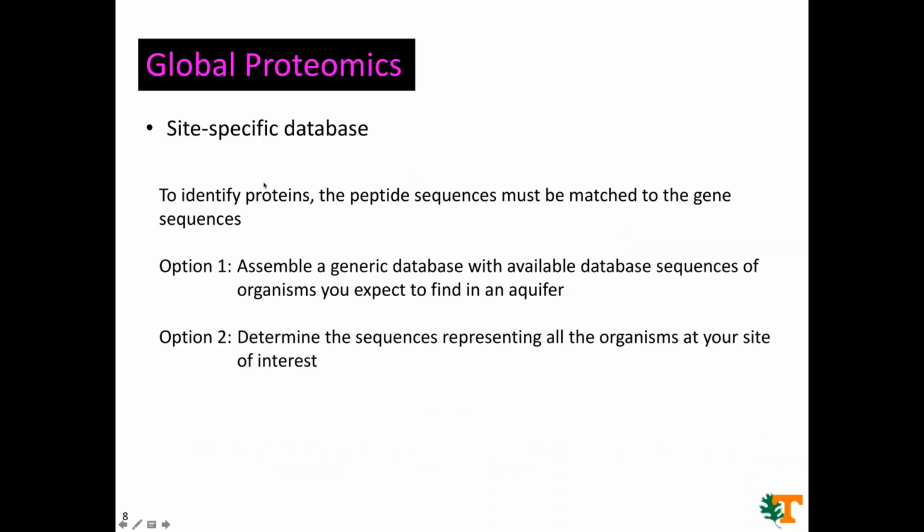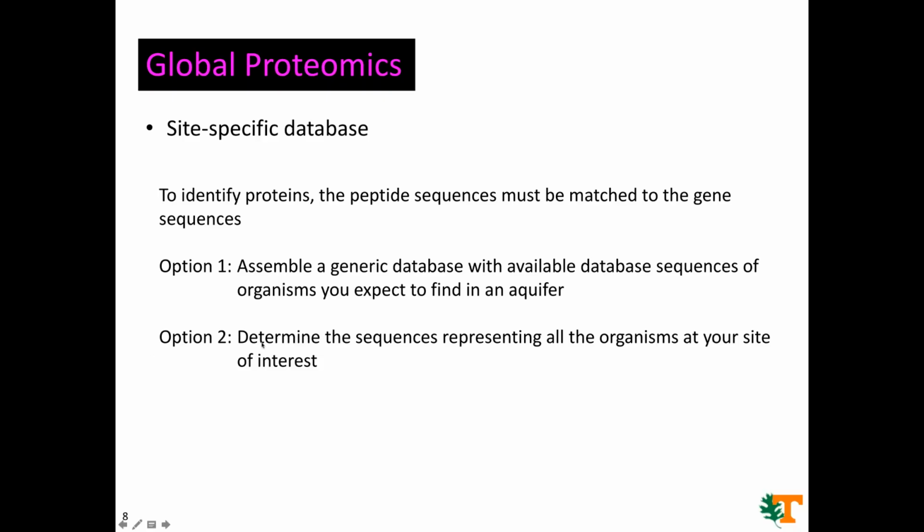For the global proteomics approach, in order to identify the proteins, all the peptide sequences must be matched to the gene sequences. So how do you get all the gene sequences in your sample? There are two options. So people try to assemble a generic database. They just make assumptions what types of genes are in your matrix, in your aquifer, and use this database to match the peptide sequences. That can work, but it's not ideal.